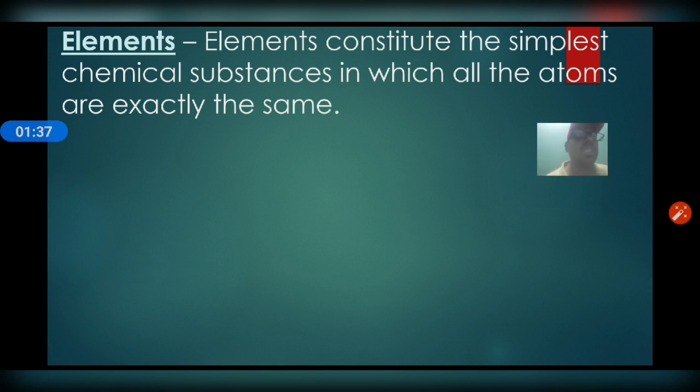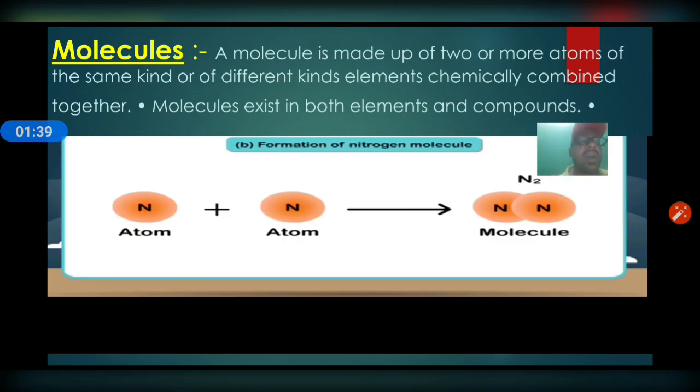Now what is a molecule? Here we will discuss. A molecule is made up of two or more atoms of the same kind or of different kinds of elements chemically combined together. Yes, it is said very exactly. A molecule means when two or more atoms, maybe the same, maybe different, combine chemically to produce a molecule. Molecules exist in both elements and compounds. Yes, a molecule can exist in both forms, element and compound.